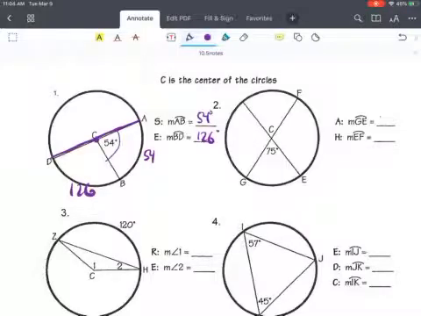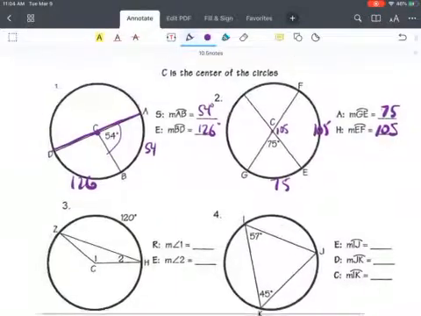Same concept in number 2 with C being the center. Supplementary is 105. So GE is 75 and EF is 105. And this is all because central angle is equal to its intercepted arc.